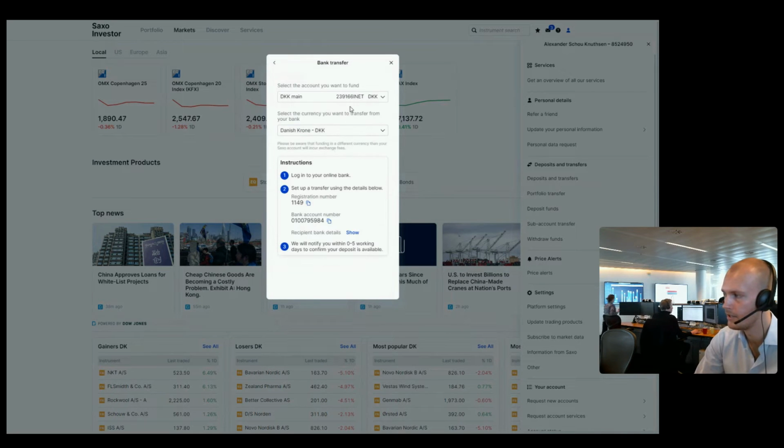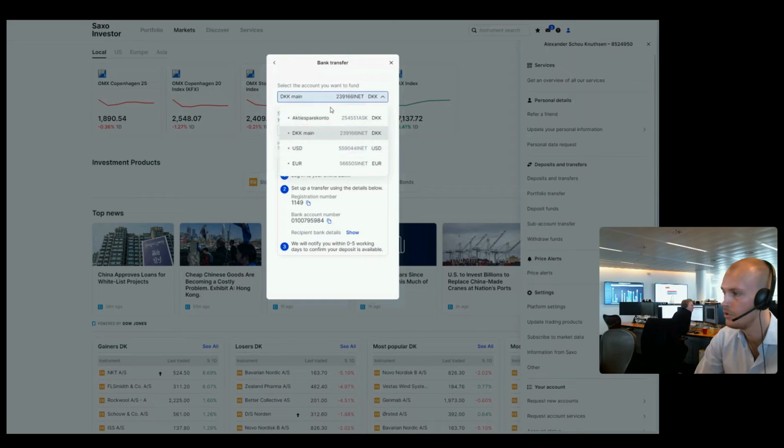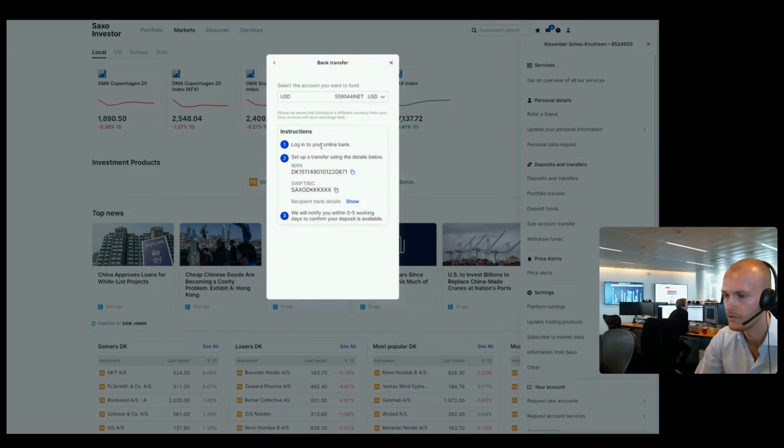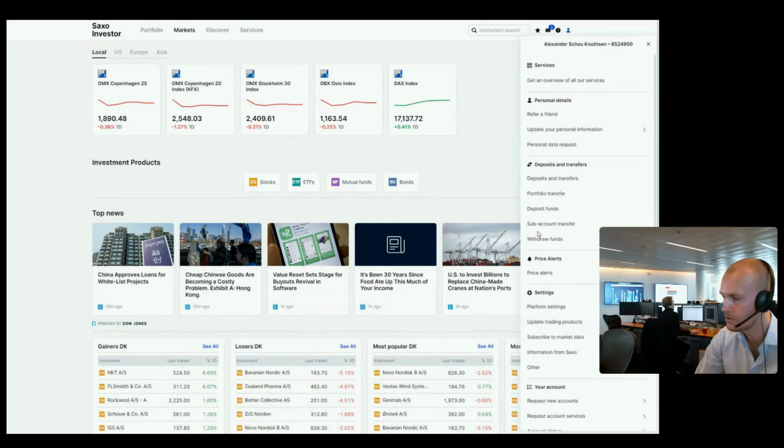You will get a registration number and a bank account number that you can make a deposit to. And if you have a dollar account or a euro account or are set up anywhere else than Denmark throughout the world, it will give you an IBAN and a SWIFT code as well to make international transfers. Should you want to withdraw money from your account, super easy as well. Very see-through here in Saxo. There's a withdrawal.